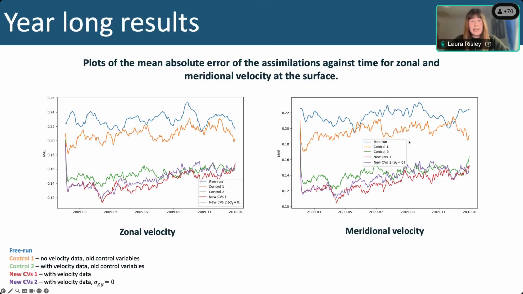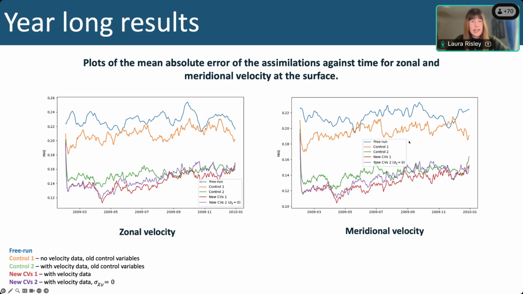This is plotted against time, averaged over the domain, and here I have the errors for the zonal velocity and meridional velocity at the surface. So here our blue line is the free run, our orange is the first control experiment with standard observation types, green we have the additional velocity data, and red and purple are our new control variable experiments.